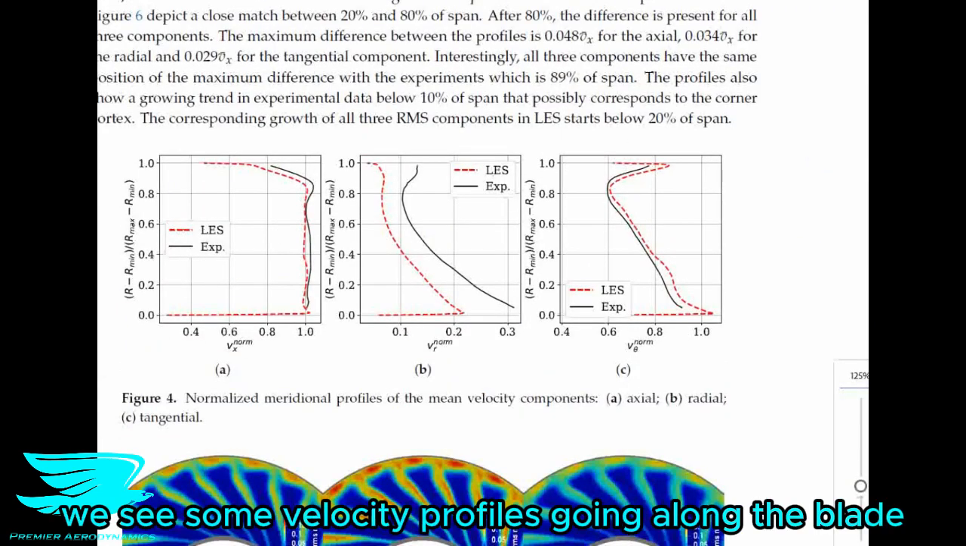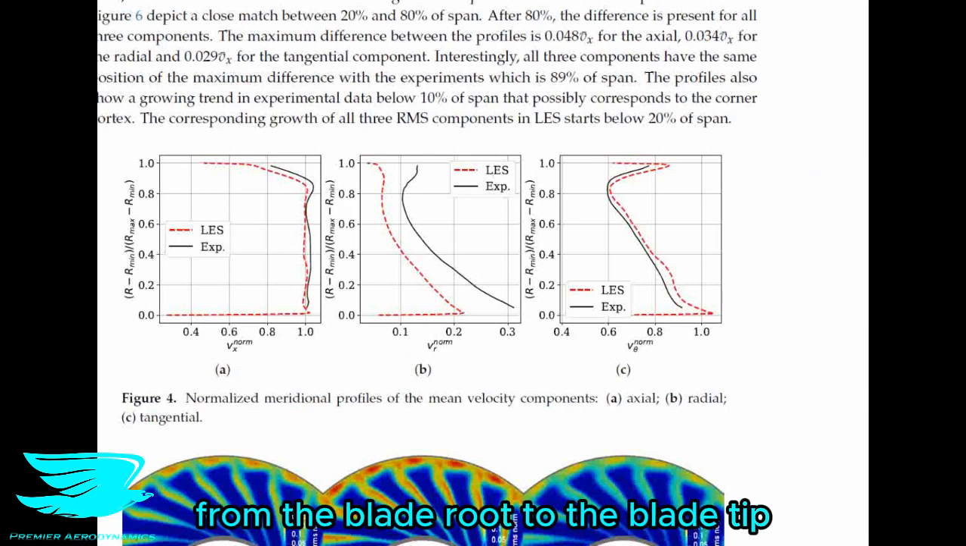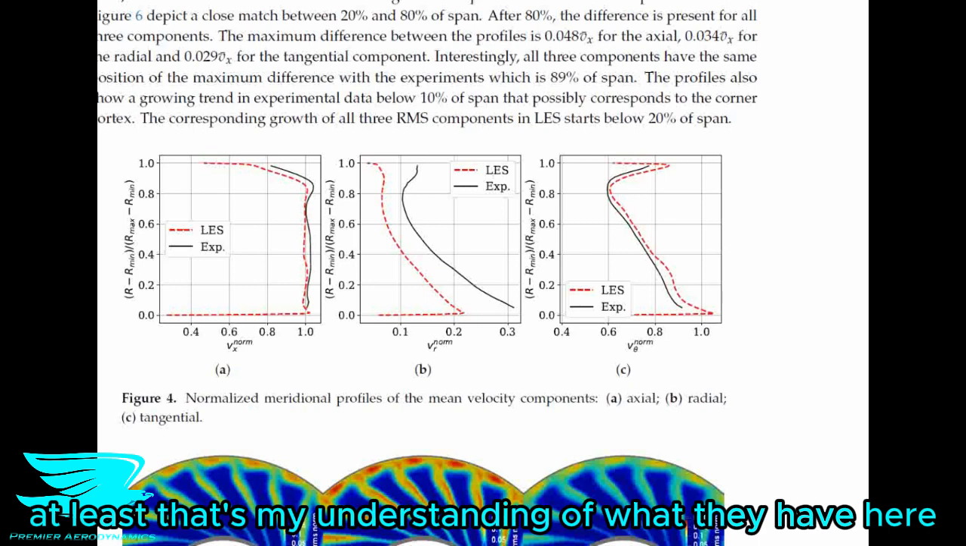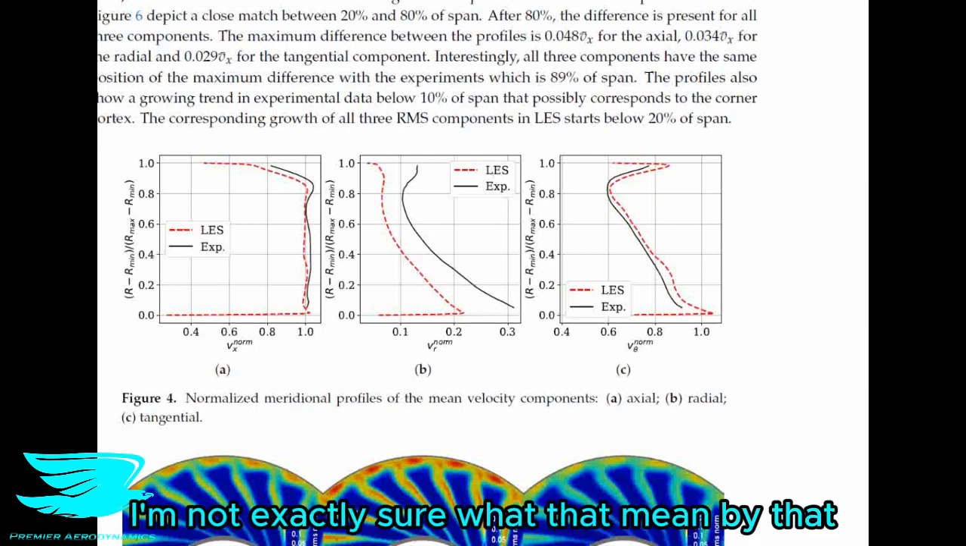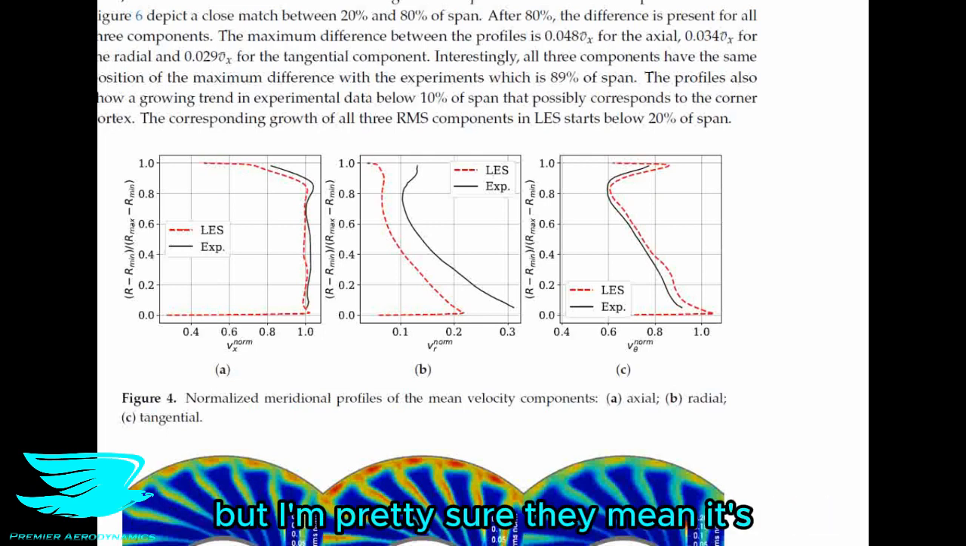Now, looking at figure 4, so let's go up a little bit. We see some velocity profiles going along the blade from the blade root to the blade tip. At least that's my understanding of what they have here. They say that is the meridional profile. I'm not exactly sure what they mean by that, but I'm pretty sure they mean it's halfway through the blade, like that direction.